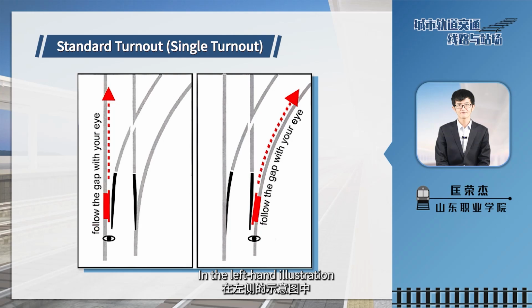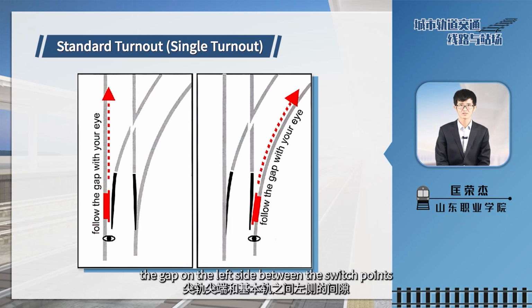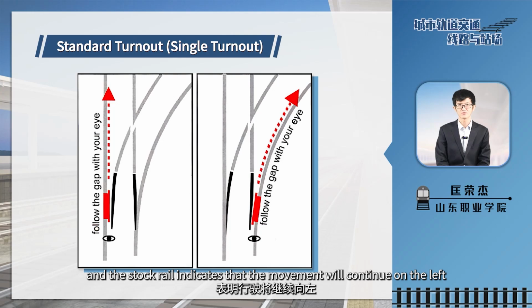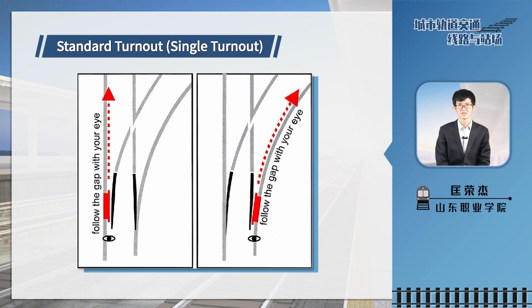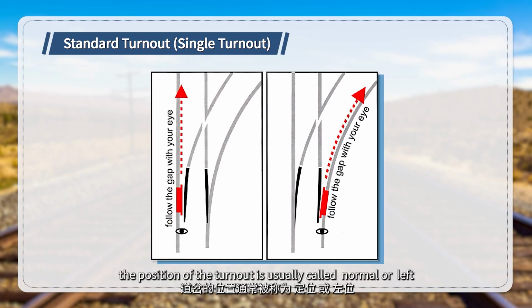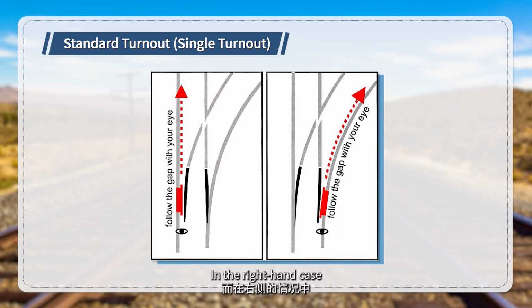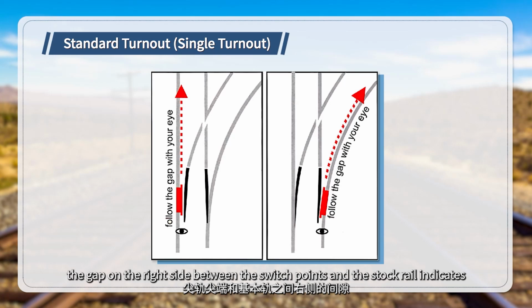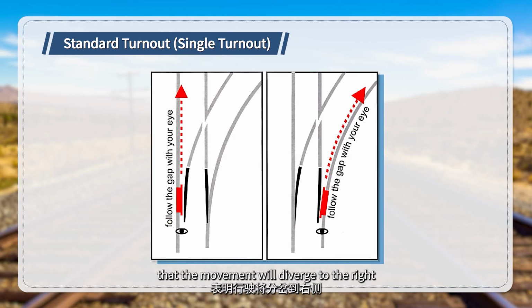In the left-hand illustration, the gap on the left side between the switch points and the stock rail indicates that the movement will continue on the left, and in that case, the position of the turnout is usually called normal or left. In the right-hand case, the gap on the right side between the switch point and the stock rail indicates the movement will diverge to the right, and that is generally called reverse or right.